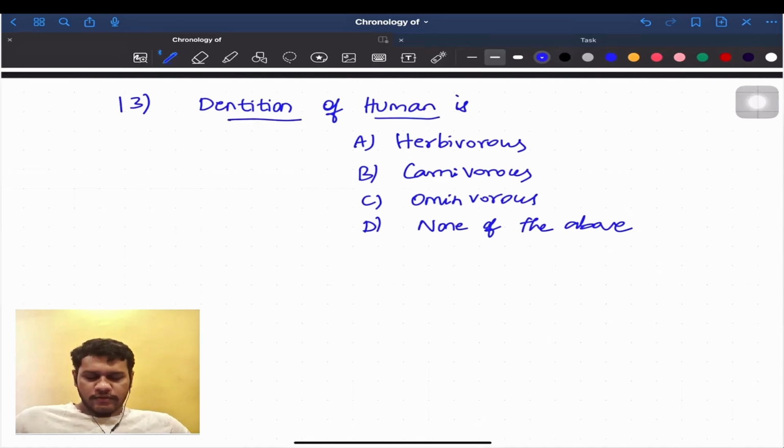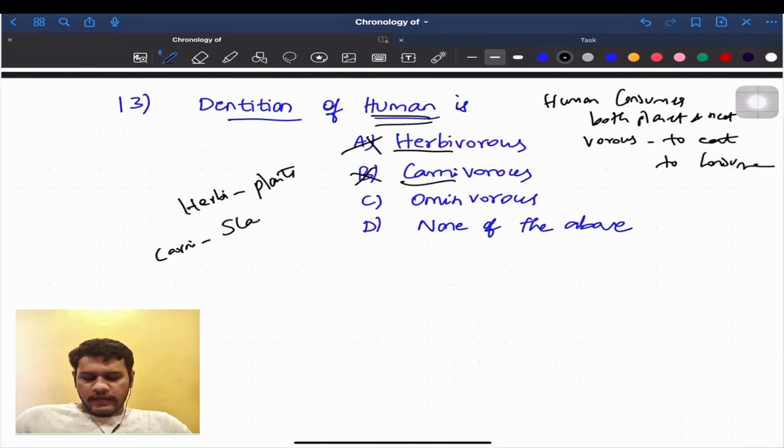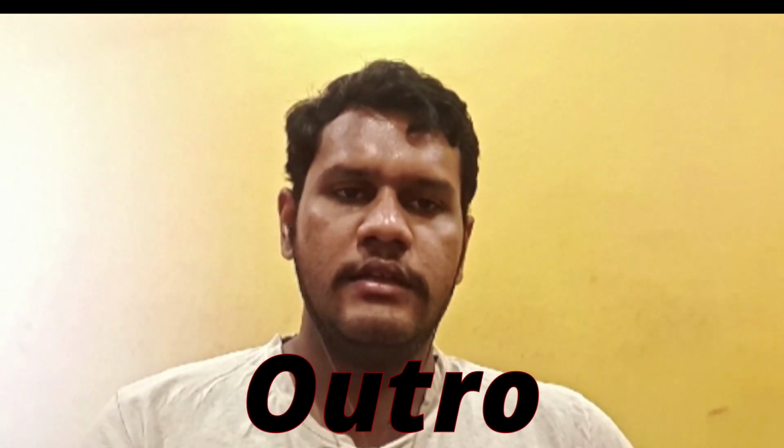Dentition of human. This question might not be framed properly. Herbivorous, carnivorous, omnivorous. What does it actually mean? There are 2 different words. The first part is herbi, carni, omni, then the ending is vorous. The meaning of vorous is to eat, to consume. Human consumes both plants and meat. So herbivorous is wrong, because herbi is for plants and humans do not only consume plants. Carni means scavengers or hunters, the lion, tiger, that kind of animals would come. Then the option is omnivorous. Omnivorous is the right answer because humans consume both plants and meat. So the answer is omnivorous. Let's end the video here.